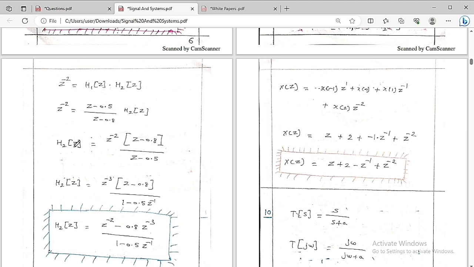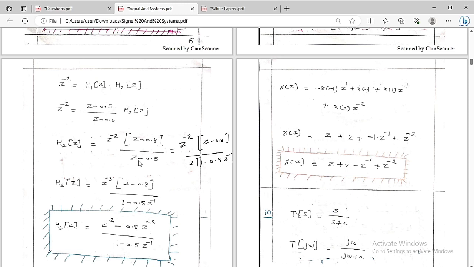Finally, you are going to get H2(z) = z^(-2) (z - 0.8)/(z - 0.5). Here, in the denominator I am going to take z as a common factor. So if I take z as common, then what you are going to get is z^(-2)(z - 0.8) by z(1 - 0.5 z^(-1)).